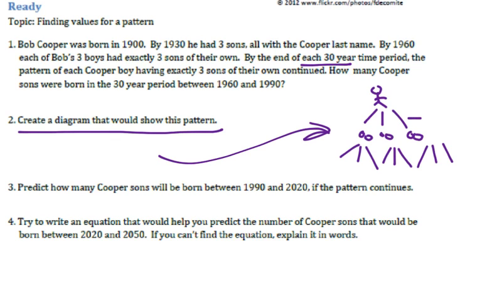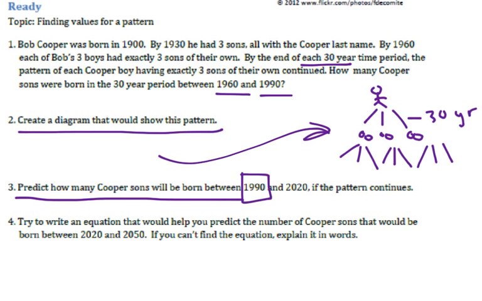You may even want to mark 30 years here. So you'll need to get those other ones and see how many times you need to do that for the diagram. Then you're going to try to use that pattern to predict how many in those years. So remember, a table of values is a great way to help you with that as well. You'd have years and you'd have Bob Cooper and his sons.